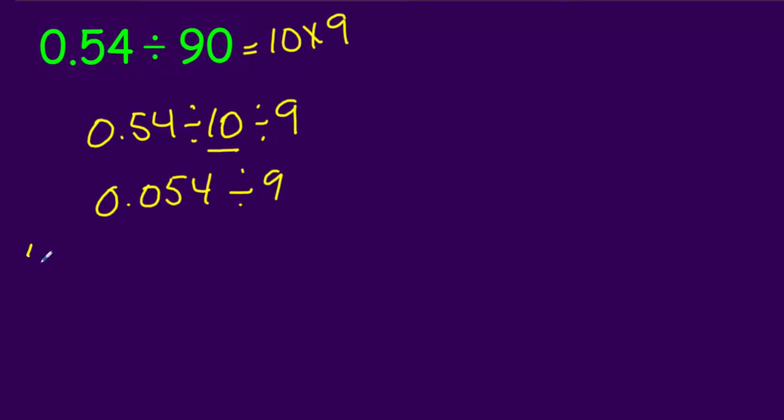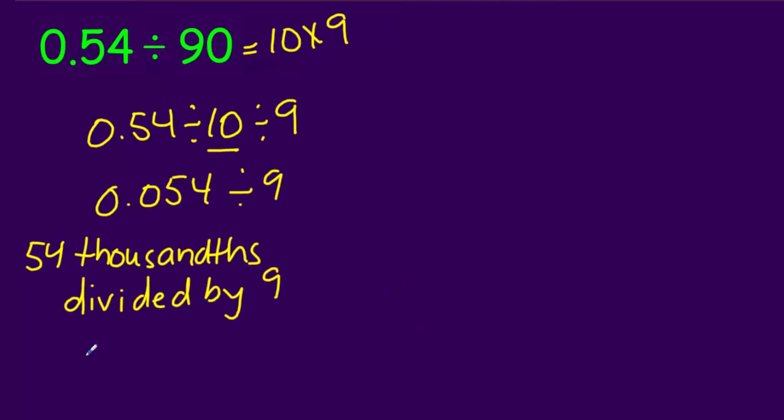I can rewrite this as 54 thousandths divided by 9. Now that I've renamed this, it looks tricky because 54 divided by 9, again, actually maybe this isn't tricky. I thought this was going to be tricky. It's not tricky. So our answer is going to be 6 thousandths.